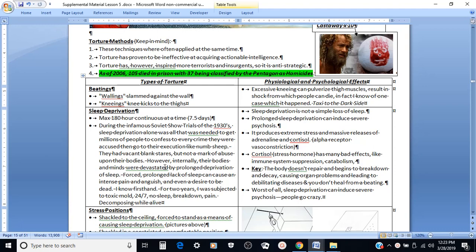Let me just go back to here. However, internally, their bodies and minds were devastated by prolonged deprivation of sleep. Forced prolonged sleep deprivation can cause intense pain and anguish, even the desire to be dead. I know firsthand. For 2 years, I was subjected to toxic mold, 24/7, little sleep, right? Body breaking down bad, pain, right? Constant organ pain. You're literally decomposing while alive. And I didn't know what was going on at the time. I didn't know it was toxic mold, but I was just breaking down more and more, and no end in sight, right? I got to the point where I'm barely walking.